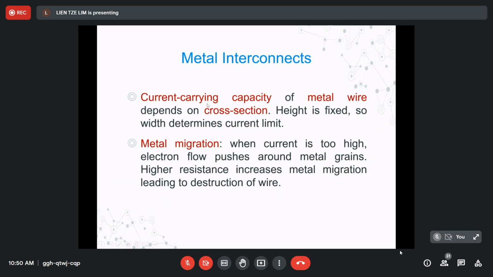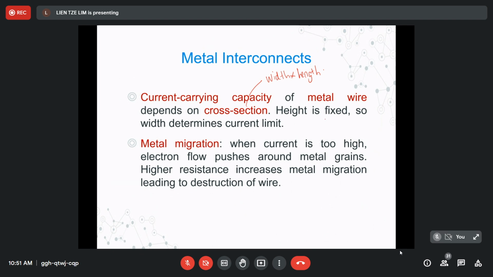The current carrying capacity of a metal wire depends on the cross section. Cross section means the cross section area of that metal wire. The cross section is determined by the width and height. Sorry, width and length, it should be width and length. Here the height is fixed.